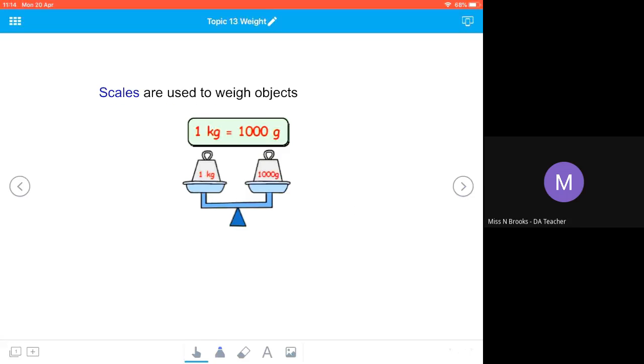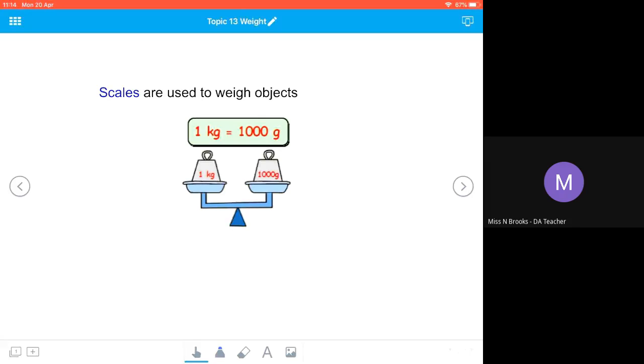So how do we weigh these objects? Well, typically we use scales. And you can see here we've got a set of scales, and they're balanced because, as we've just discovered, 1 kilogram equals 1,000 grams. You can also get things like weigh bridges, which are used to weigh cars and trucks.